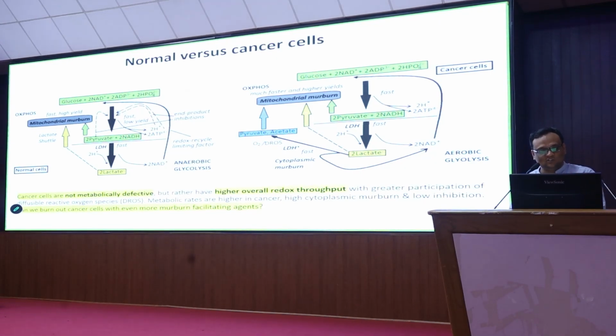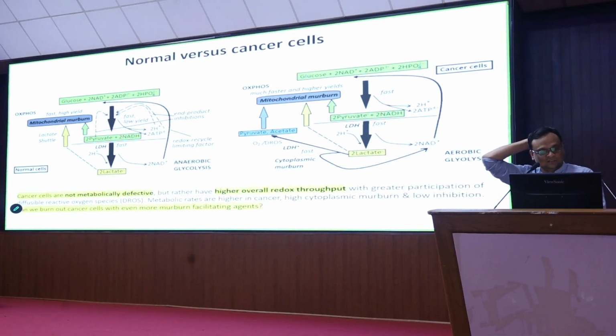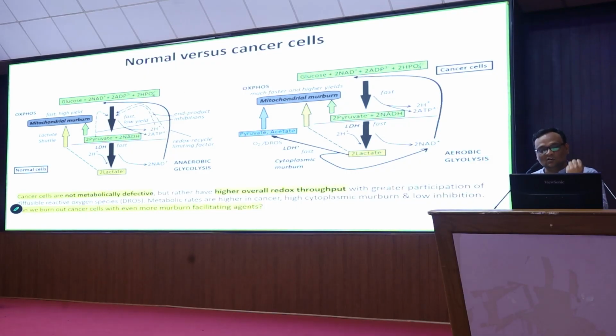In cancerous cells, you might think they are just metabolically defective. They are having higher overall redox throughput through the Moore-Burn mechanism. We can say that while lactate is being produced, it can also go into mitochondria and become pyruvate. It can also, in the cytosol, undergo some Moore-Burn if ROS is available. Cancer cells historically have more ROS than normal cells.